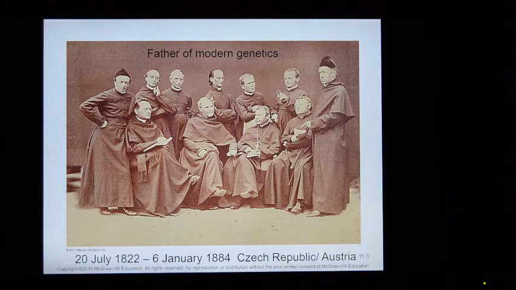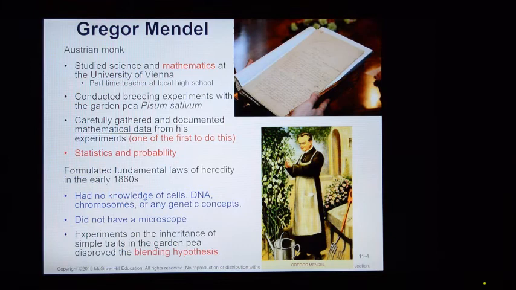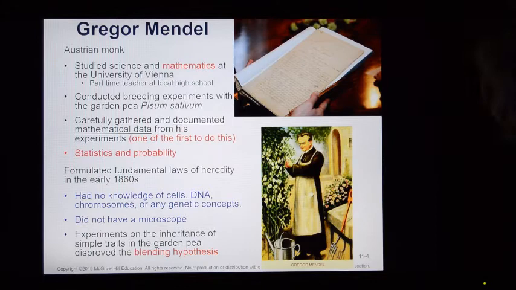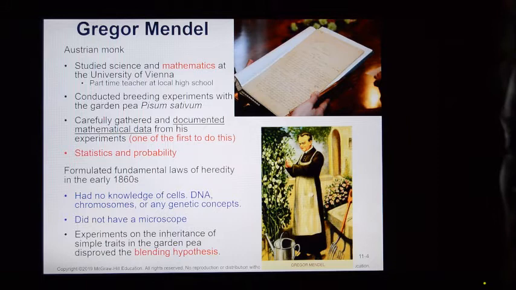So let's talk about it. Gregor Mendel was an Austrian monk. What made Mendel capable of all this is that while he was studying at the University of Vienna, he specialized in science and mathematics. That really was the difference maker, because Mendel didn't do anything special with these pea plants farming-wise. This is stuff that had been done for years and years.